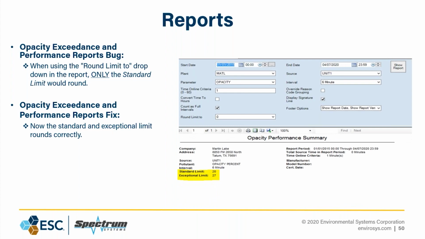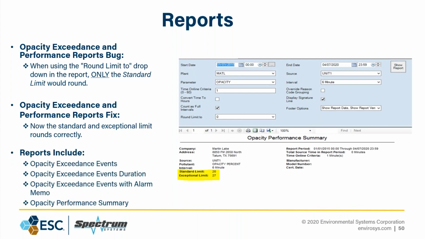This will actually affect a number of reports: your opacity exceedance events, opacity exceedance event duration, opacity exceedance event with memo, and opacity performance summary reports will all show correctly the rounded limit type, standard limit, as well as the exceptional limit associated to what you have selected for the round limit.